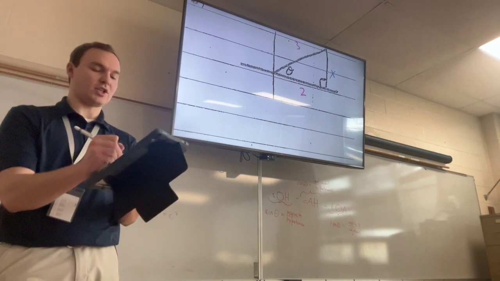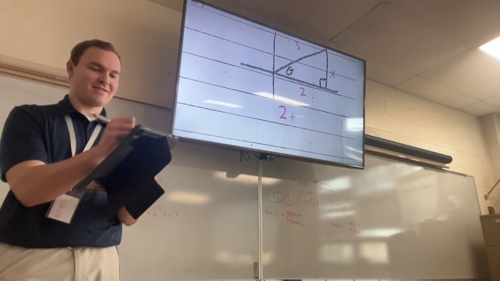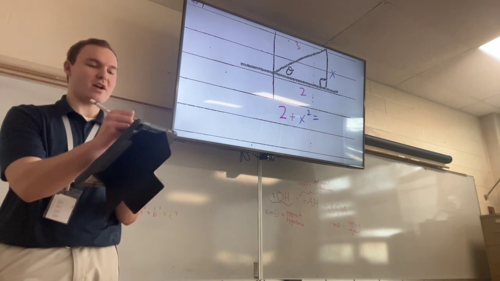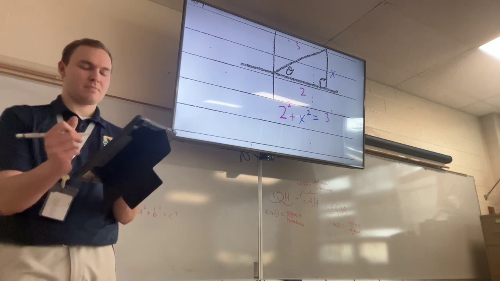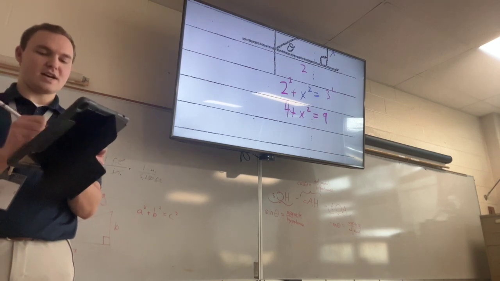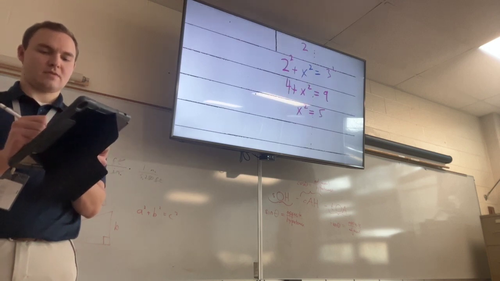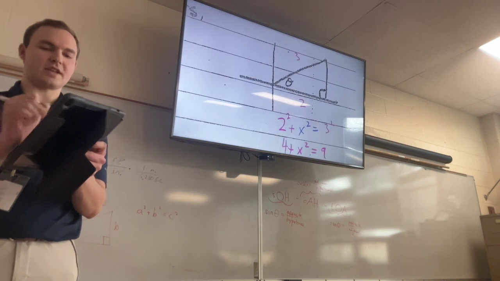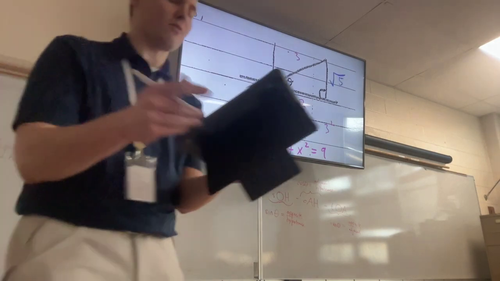P-thag, yep. So I know that 2 squared plus x squared is going to equal 3 squared. Okay, 4 plus x squared equals 9, x squared equals 5, or x equals the square root of 5, okay? So this side right here is going to be the square root of 5. Do we all follow that, or no? Okay, we're good? Okay, cool.